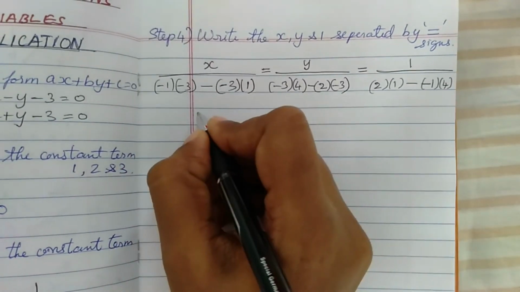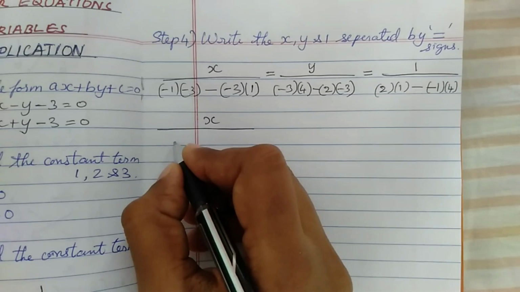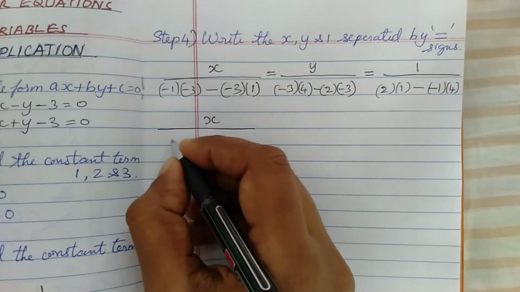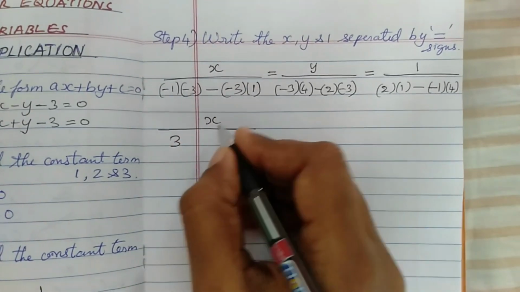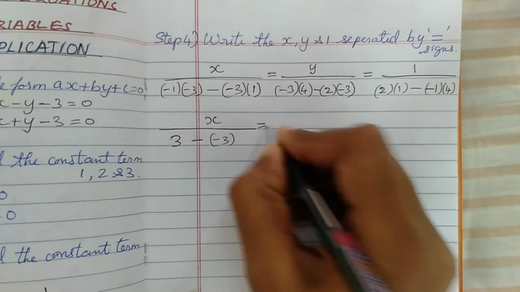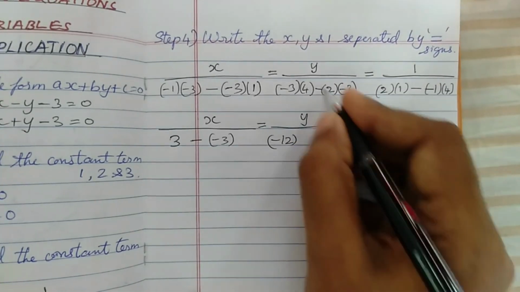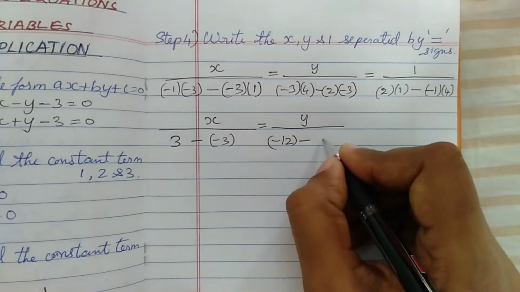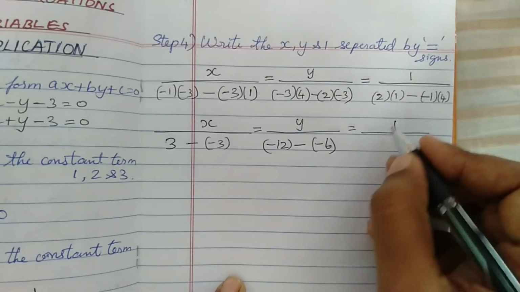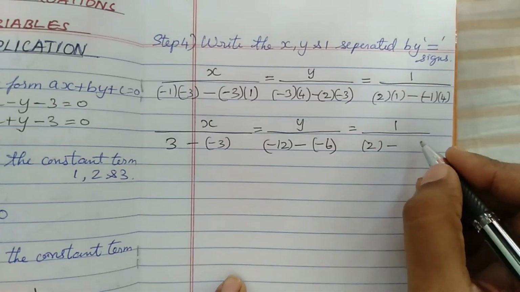So let's write x by your minus 1 into minus 3 is plus 3, right? For multiplication, if you have two minus signs, then your answer will be in plus. So it is 3 separated by the minus sign. Then minus 3 into 1 is minus 3 is equal to, then for y, minus 3 into 4 is minus 12. Then this minus sign will come here. Then 2 into minus 3 is minus 6. Now separated by an equal to sign, 1 equal to 2 into 1 is 2. Then separated by a minus sign, your minus 1 into 4 will give you minus 4.